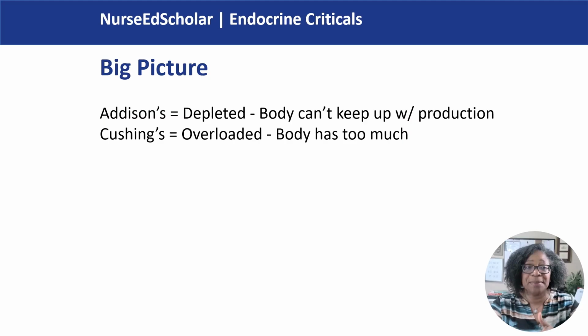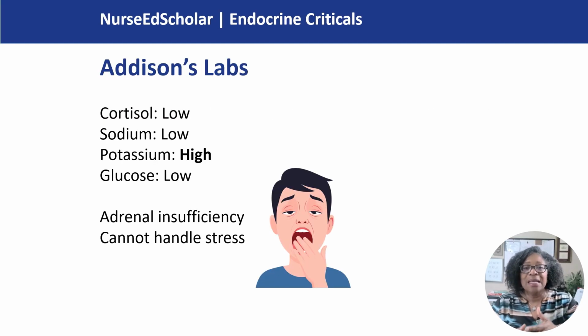Now we're going to talk about labs. The NCLEX, to test your understanding of Addison's disease and Cushing syndrome, a lot of times does lab values. So with Addison's disease, the cortisol is low. The patient is depleted. The adrenal gland is not producing the hormone. Sodium will be low, so your patient's going to have hyponatremia. Potassium is going to be high, so they're going to have some hyperkalemia. And glucose is going to be low.